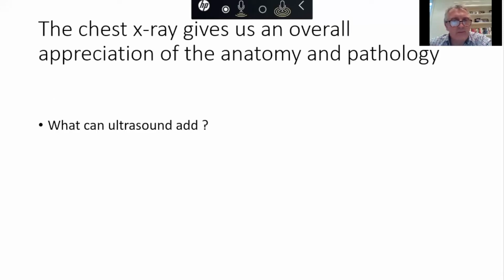So what can ultrasound add if we have a chest X-ray? Equally, a lot of the world's population have no access to X-rays, and ultrasound is now becoming very portable, handheld, and of high quality. There are doctors around the world with no access to X-rays, just using ultrasound. So there are two settings: one where you have the chest X-ray available, and two where you don't have any other imaging other than ultrasound. But this presentation is going to be about how it can add to the chest X-ray in certain clinical scenarios.